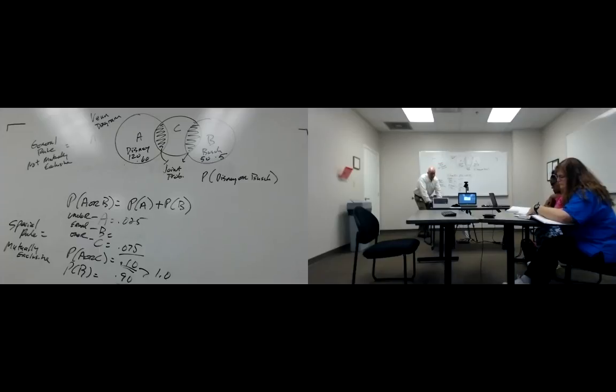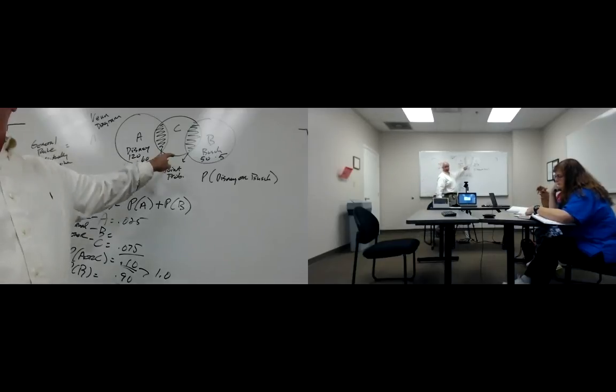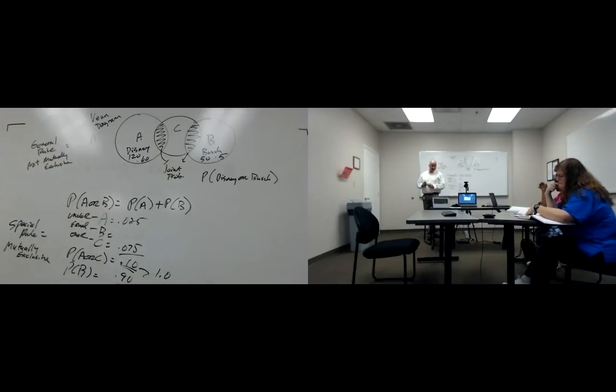How many went to both? What does the problem tell us? 120 went to Disney, 100 went to Busch. And how many visited both? It doesn't tell us on here. Both was 0.30.